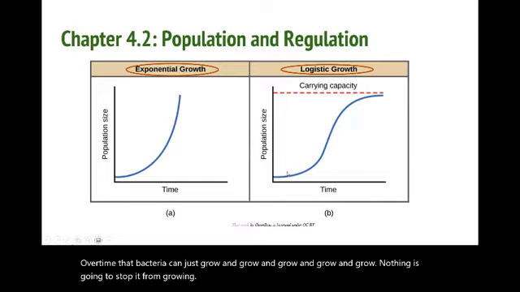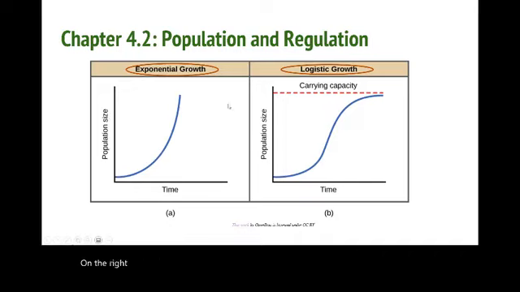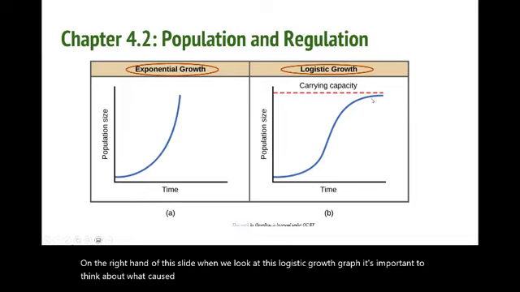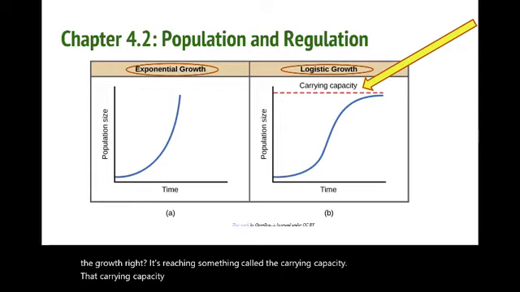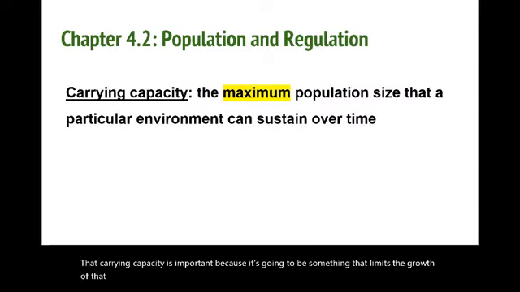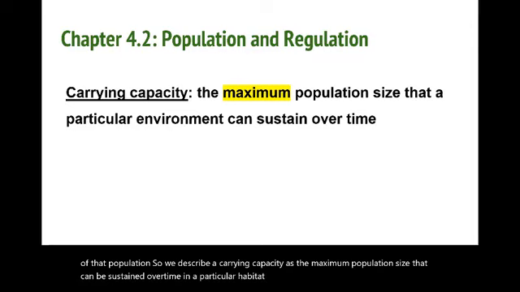But when we look over here, on the right-hand side of this slide, at this logistic growth graph, it's important to think about what caused this population to eventually taper off its growth. What stopped the growth? It's reaching something called the carrying capacity, and that carrying capacity is important because it limits the growth of that population. We describe a carrying capacity as the maximum population size that can be sustained over time in a particular habitat.